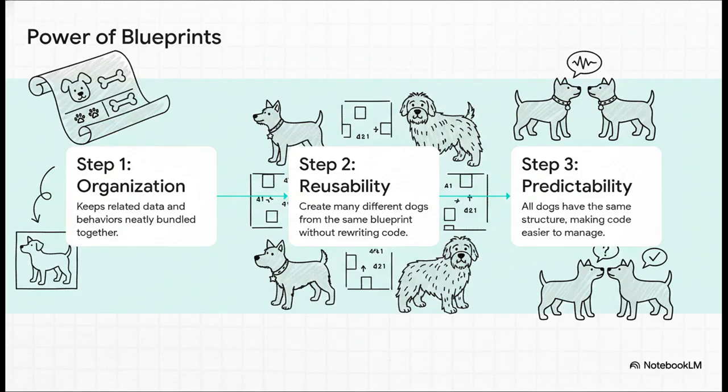Second, reusability. This is a game changer. With our dog blueprint, we can create thousands of different, unique dogs. Buddy, Lucy, Max, all without rewriting the core logic. And finally, predictability. We know for a fact that any object we create from our Dog class is going to have the same set of attributes and methods. This makes our code so much easier to manage, especially as it gets bigger.